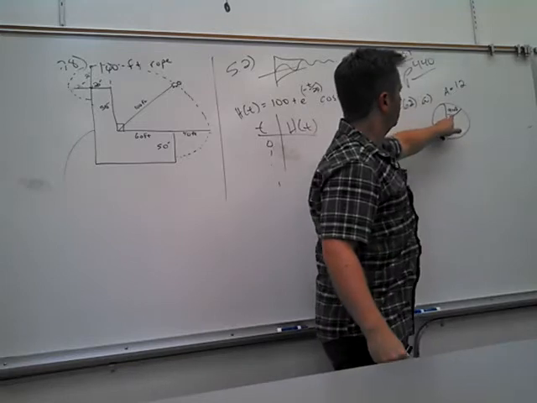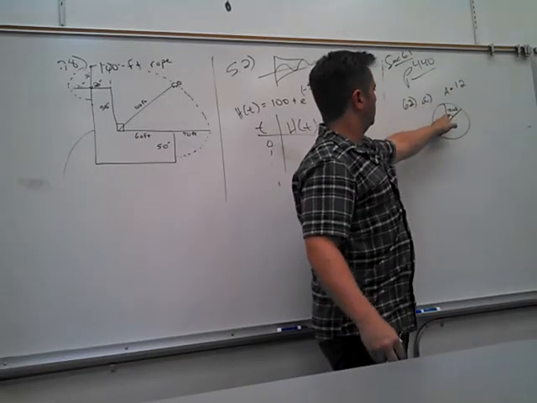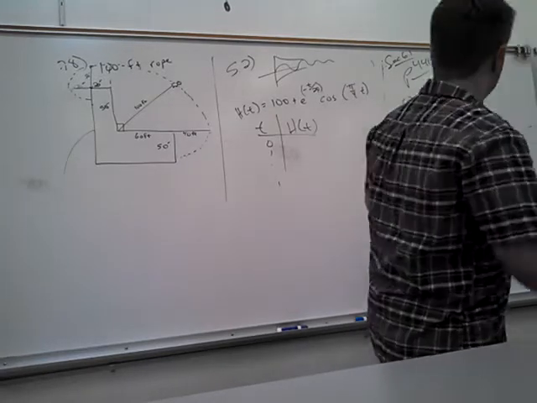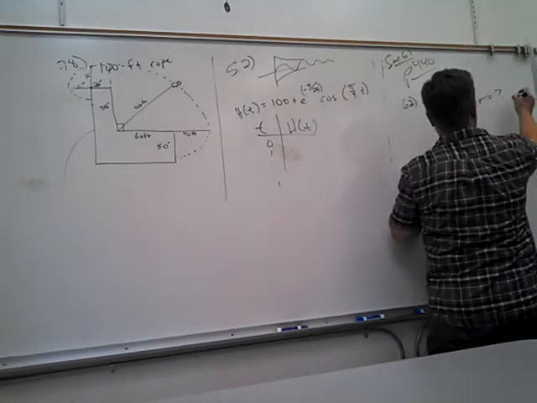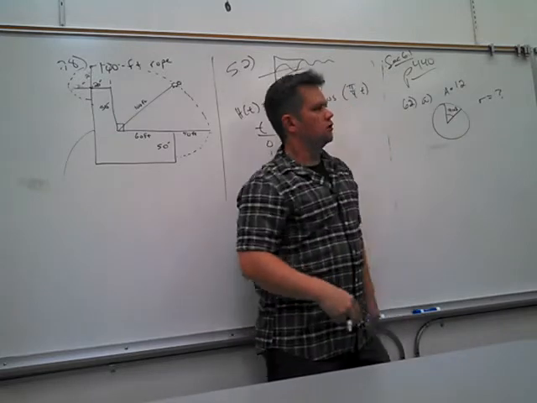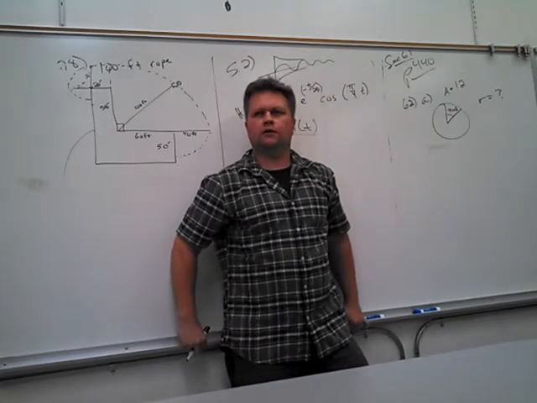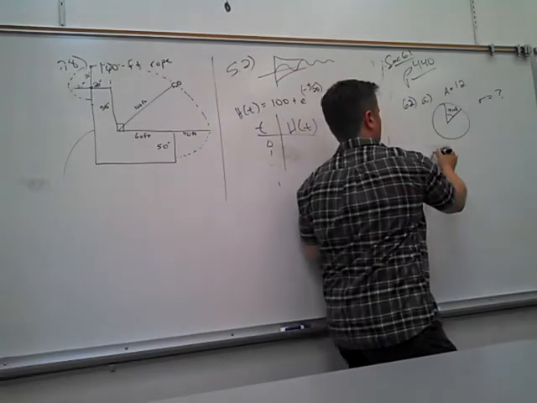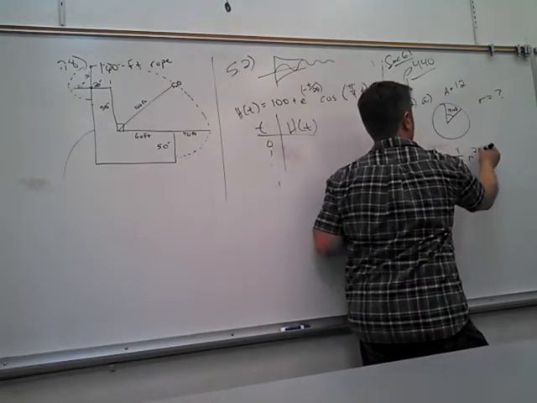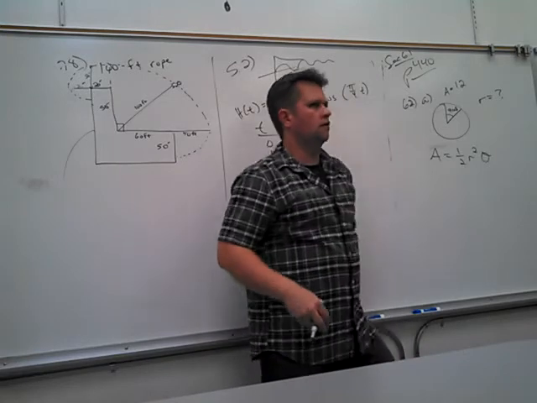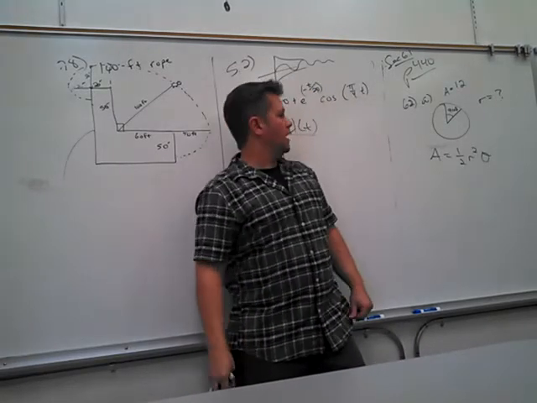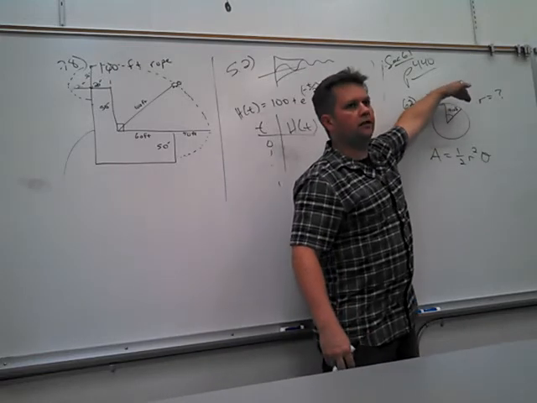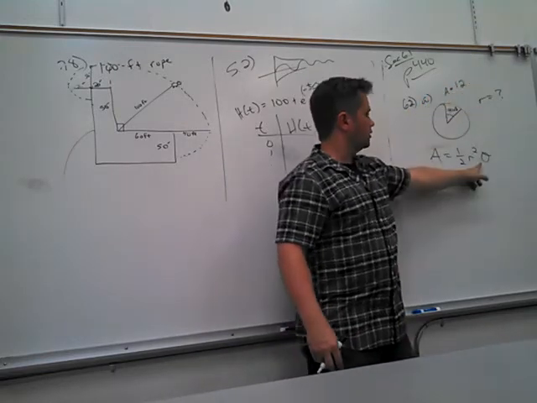If the area of this sector is 12, and the angle is 0.7 radians, find the radius. So what's the formula for area of a sector? Careful, S is the arc length. Half r squared theta. I love it. It's really 1/2 the base times the height. The height is r and the base is r theta. R times r theta is r squared theta.